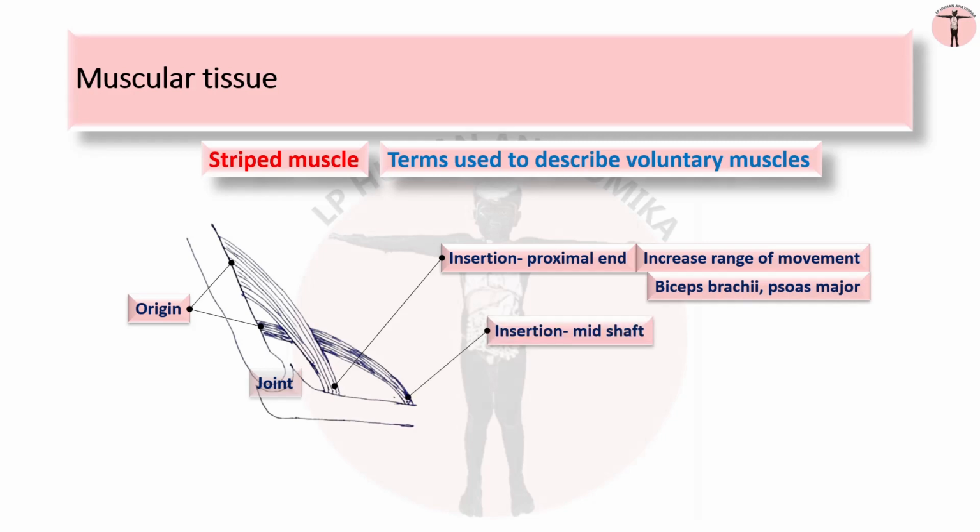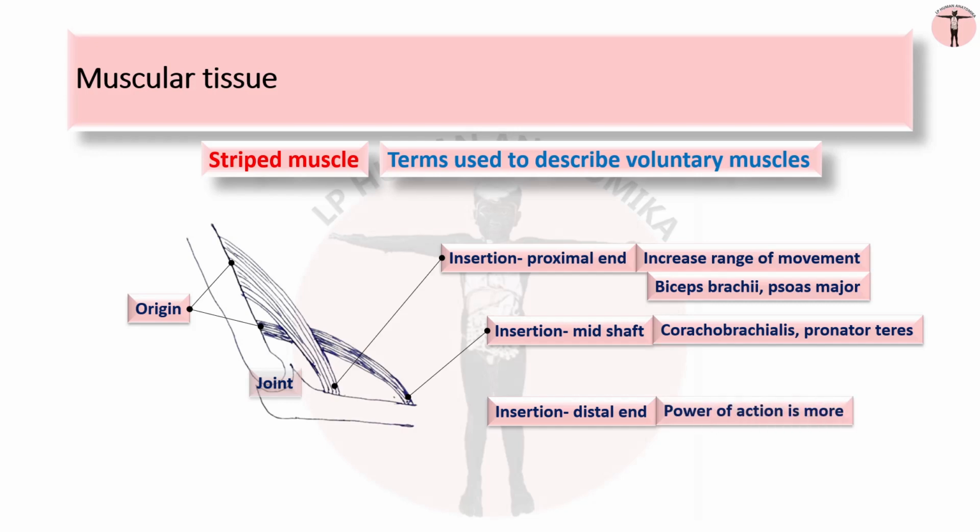Sometimes a muscle is inserted at the middle of the shaft of the bone. Example, coracobrachialis and pronator teres. Some are inserted towards the distal end of bone away from the joint. Here, the power of action is more but range of movement is less.